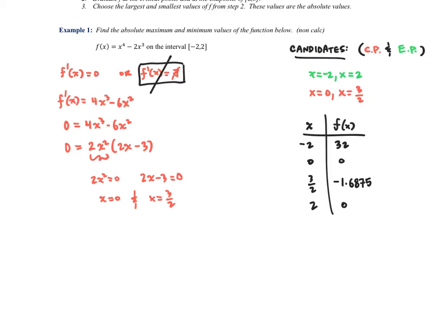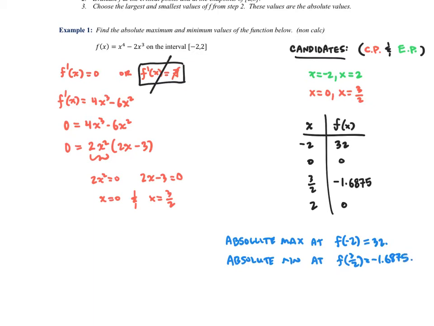So in this case, I have an absolute max at x equals -2, where f of -2 equals 32, and I have an absolute min at x equals 3/2, where f of 3/2 equals -1.6875. I identify those by the largest possible output and the smallest possible output. So I've got my minimum here, I've got my maximum here. All right, let's continue with another example.